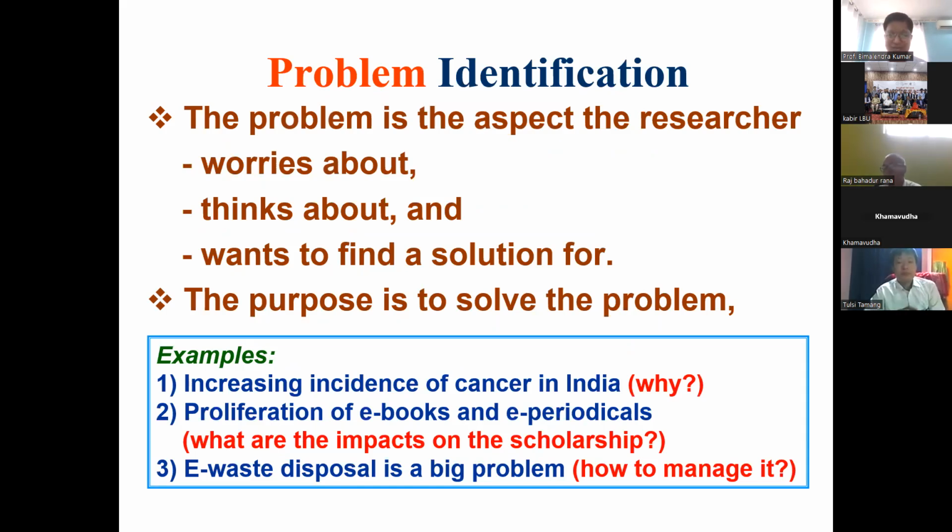How can the problem be identified? The problem is the aspect the researcher worries about, thinks about, and wants to find a solution for. The purpose is to solve the problem. Whenever the researcher thinks about how things are happening, how this has been discussed in our texts, how it has not been interpreted in this manner, how previous scholars have discussed it, he keeps thinking again and again. This thought comes after going through the literature related to your research. You have to go through as many books and journals related to your research as possible.